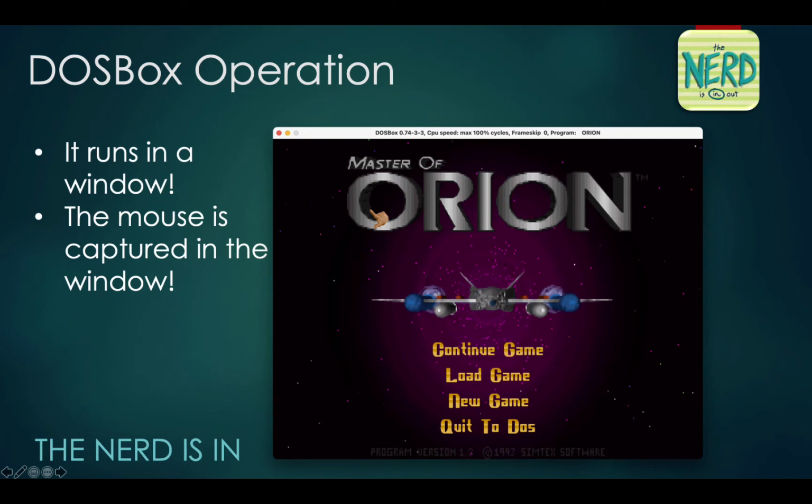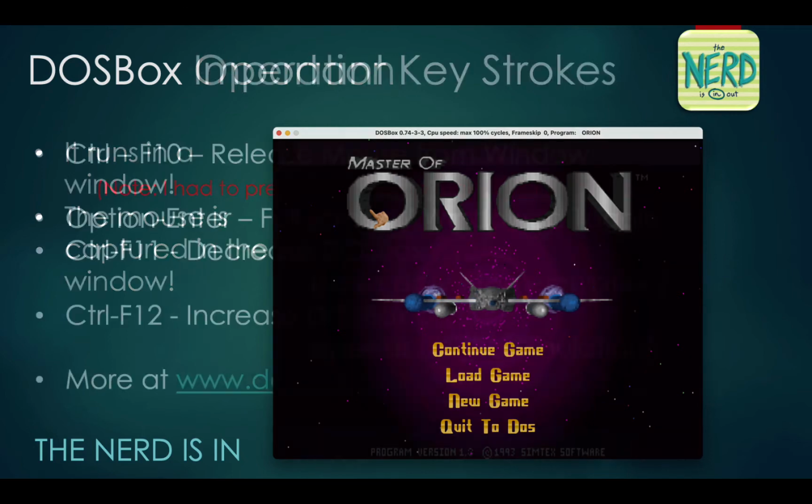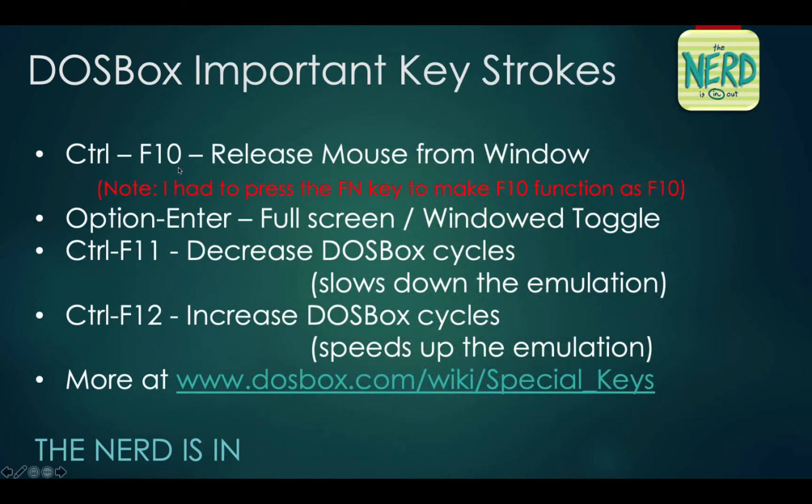And if you click inside the window, it will capture the mouse. So no matter where you move the mouse, it will not be able to escape this window, which is very annoying. You've got to know the secret squirrel keystroke to release the mouse from the DOSBox window. So here are some keystrokes you really need to know. Control F10 is to release the mouse from the window.